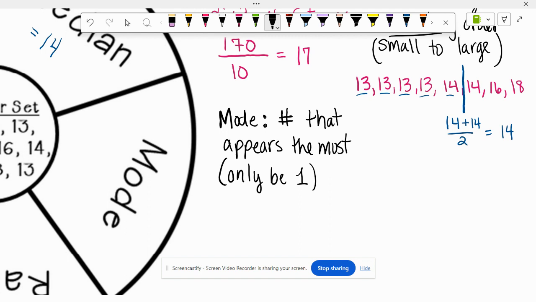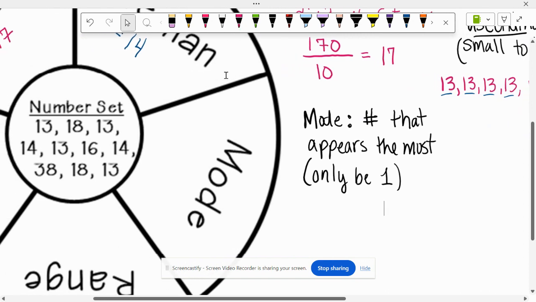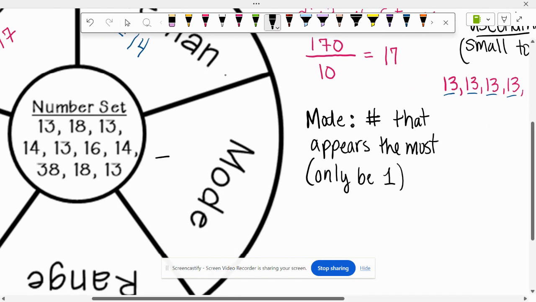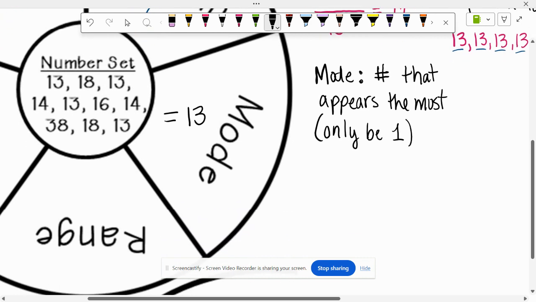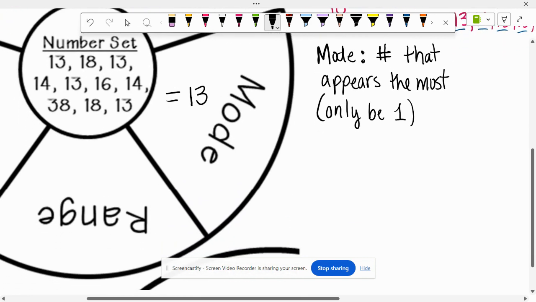So what is the mode of our data set? What is the number that appears the most in our data set? 13. So our mode is 13. So it's starting to get crazy around my circle, so I can't follow the pattern. I'm sorry. My mode is 13. I can't spin it around. So mode, number that appears the most.